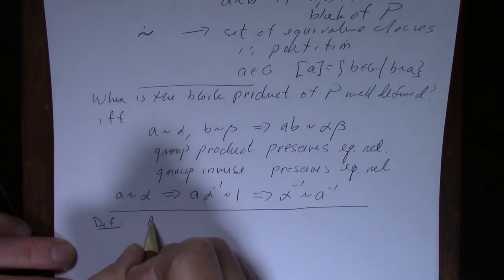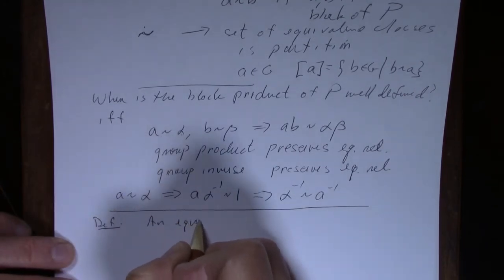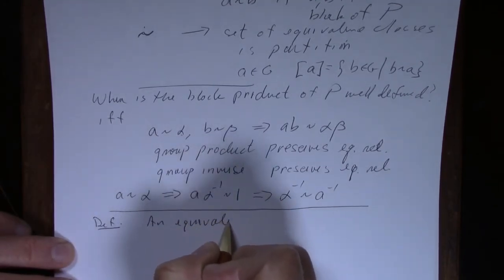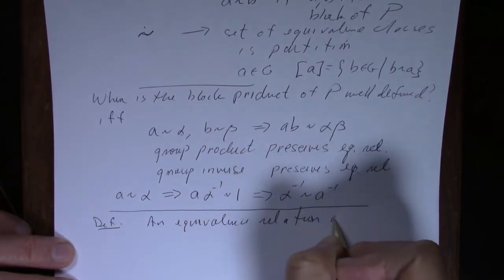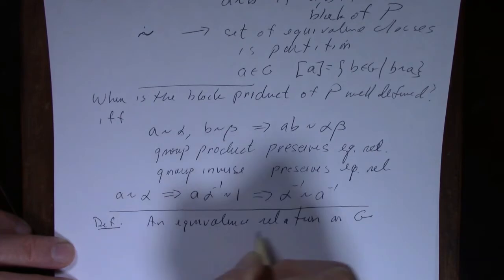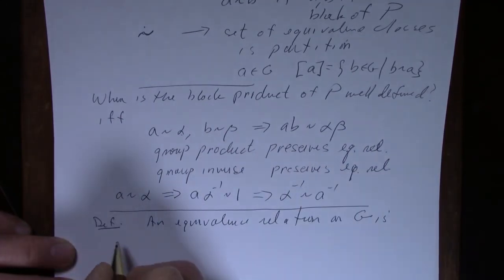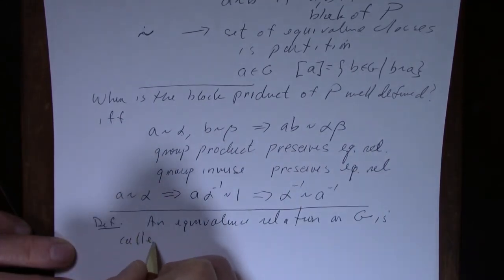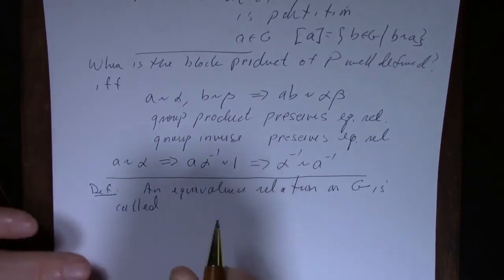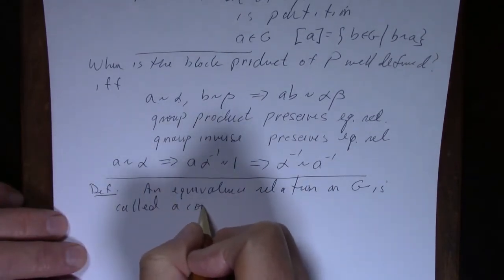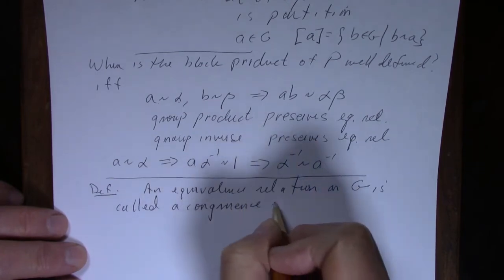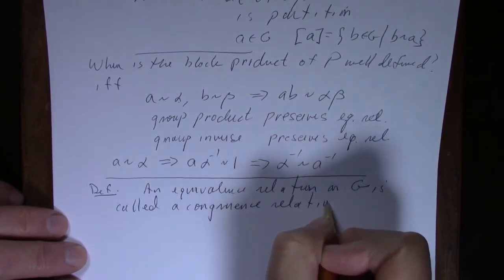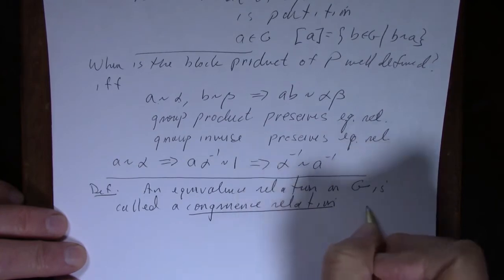Definition. An equivalence relation on G is called a congruence relation. That's what we're defining here.